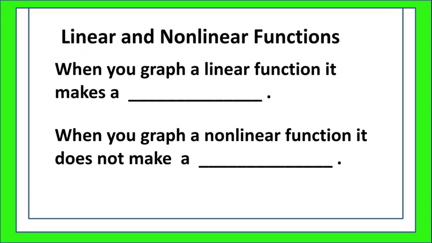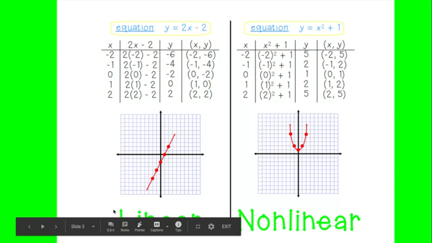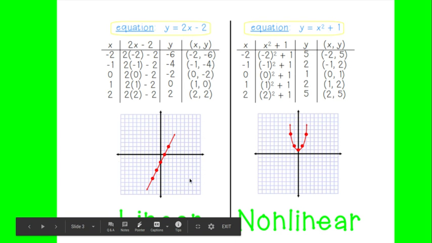Linear and nonlinear functions. When you graph a linear function, it makes a line. Clearly, we can see the word line right within the word linear, and we've used the word linear many times throughout the school year. We know the word linear means line. When you graph a nonlinear function, it does not make a line. So what we have here are examples of a linear function and a nonlinear function.